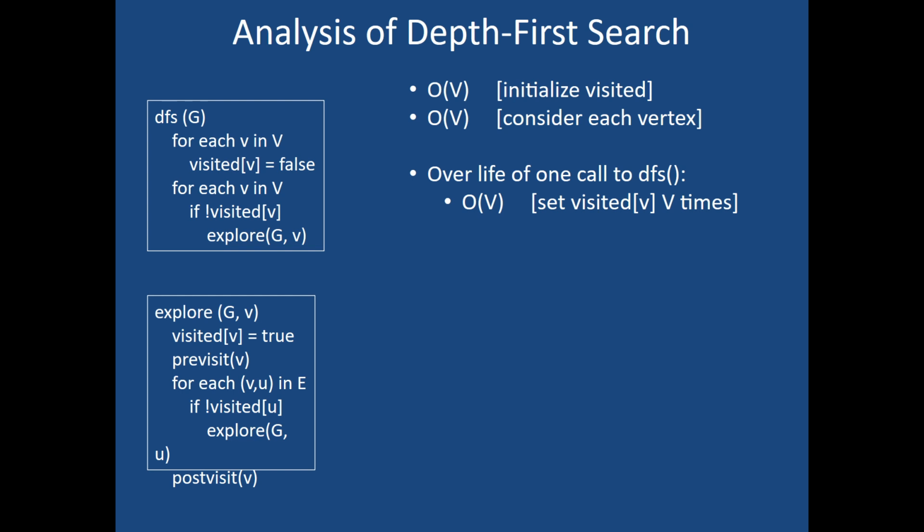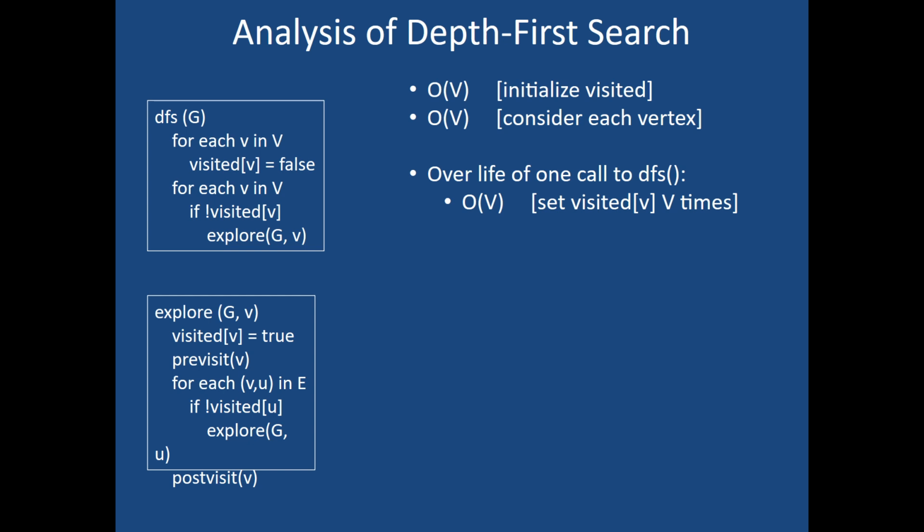And that means that's going to happen V times, right? This happens once per call to Explore, but Explore is called V times. Now, some of those calls to Explore will be from up here, and some will be from down here. But still, we've accounted for all the work except the work for Explore. We know Explore will be called V times, and so this statement will be executed V times. So that's O of V.